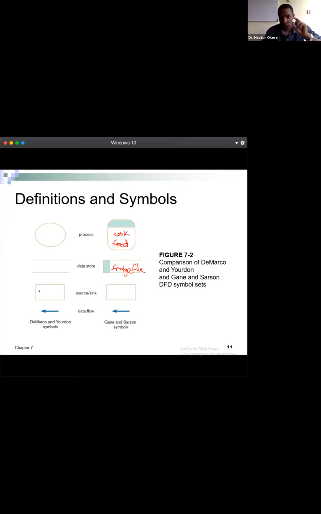Data store. And then this is source and sink. Source means where the data comes from. Sink is the person that receives the data. Example, me. I am the source because I told my mother, Mom, I'm hungry, I want food. So the information came from me. I am the source. You see the direction of the information. It came from me out. And sink is the person that received the information, which is my mom.